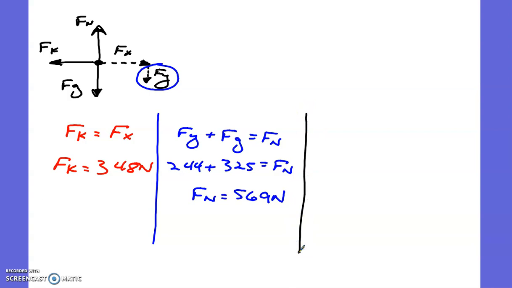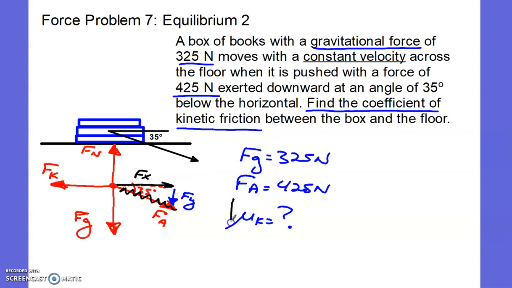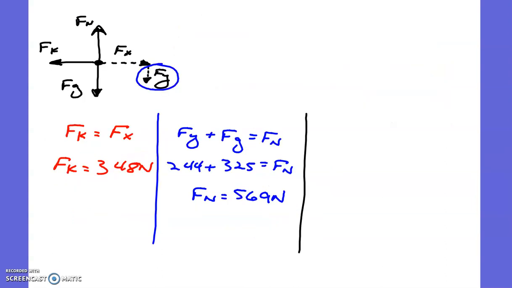Now remember my main objective though. My main objective is to get this coefficient of kinetic friction. There is only one formula on your equation sheet that has the coefficient of kinetic friction, and it is that the frictional force is equal to that coefficient times the normal force. We just solved for the frictional force, it is 348, and we just solved for the normal force, which is 569. So now we can place those values into our formula.